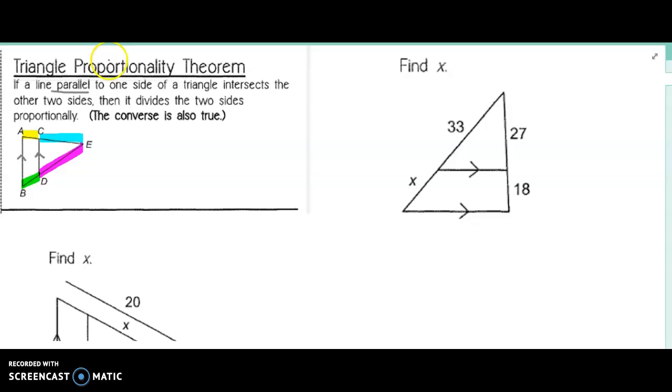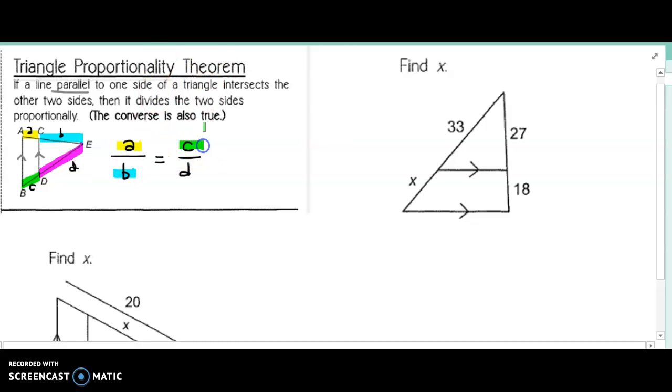When I do, I can set up, let's say this color is A, this is B, this is C, and this is D. If these are parallel, then I can set up a proportion that A over B is to C over D. And I'm going to go ahead and color code these just as well. This is always true.